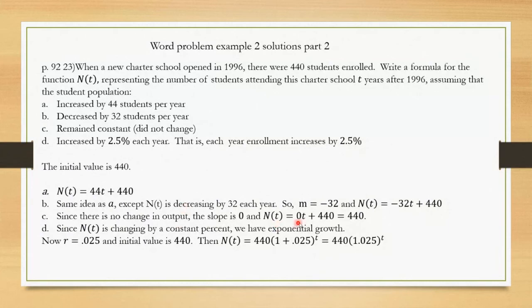So in this case, we had N of t looks like this, which is 440. And that should make sense, right? Because 440 students we know were enrolled, but if no students are being added or removed from the student population, well, N of t is going to have to stay 440 no matter what. So yeah, the slope should be 0.